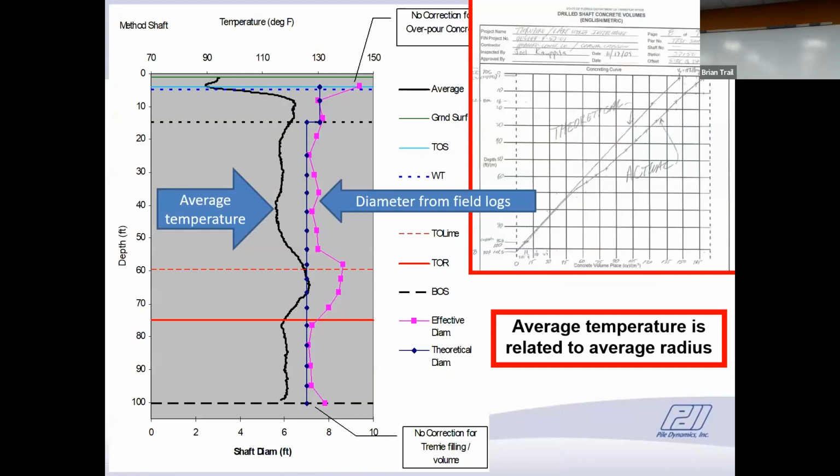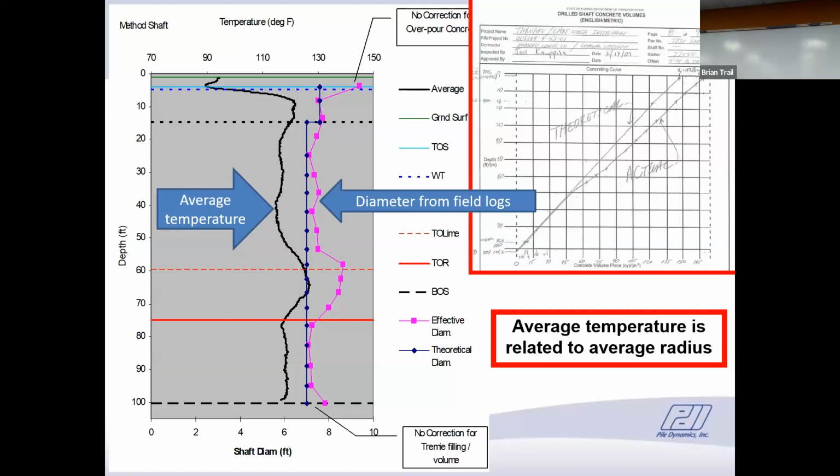When you take a look at the construction diagrams of the concrete take or overtake, each truck has a certain volume, and if you measure the depth after pouring that volume into the shaft, you can calculate the average diameter or radius for that particular truck, and that's what this magenta line is. If you take a look at the average from the thermal measurements, that's the black line, you see that there's a relationship between the two.